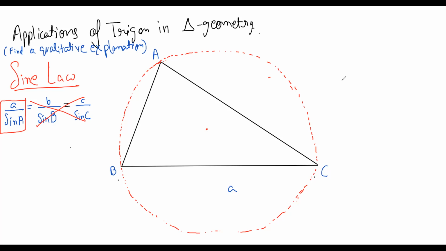So then what happens? In that case, what do we get? In that case, we get that a is equal to BC, which we already know, right? In that case, we don't really get anything. a by sine A is equal to BC, but sine A is 1.